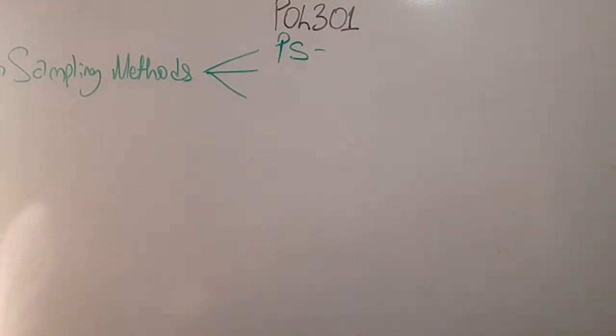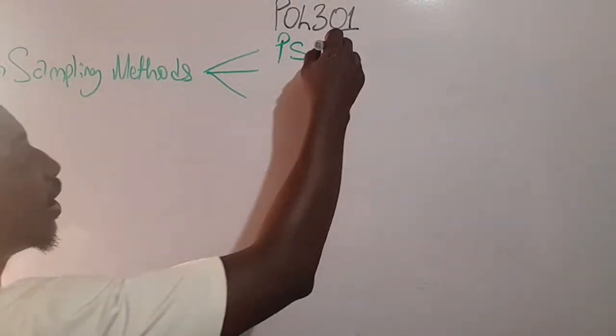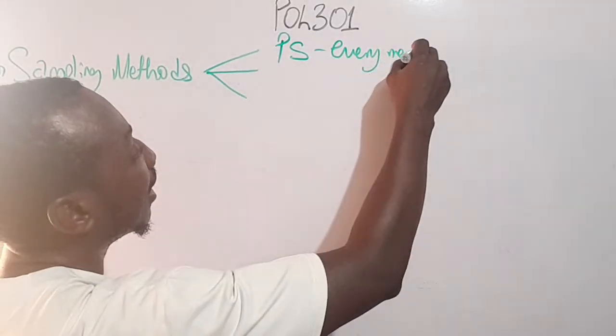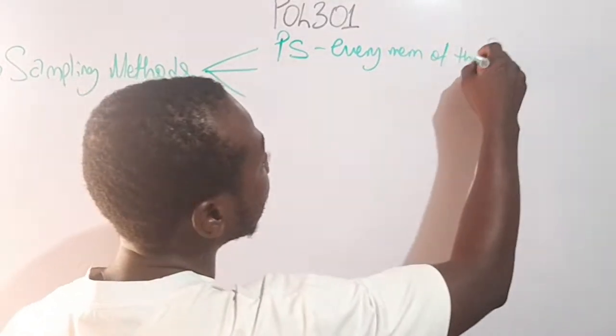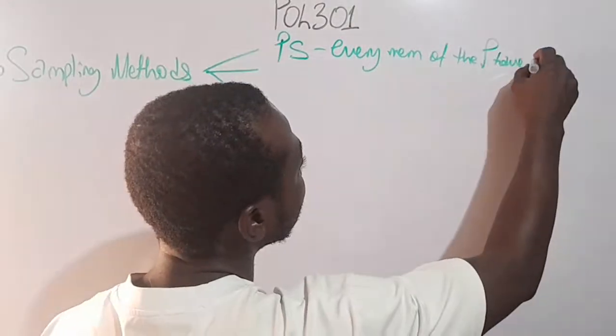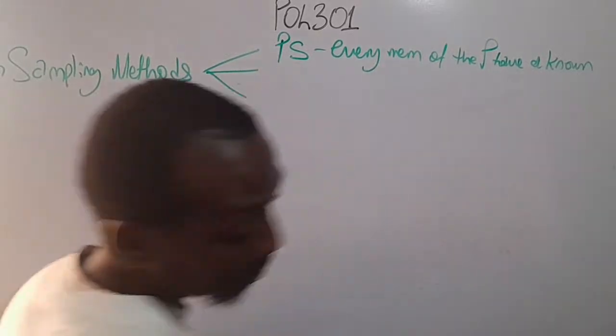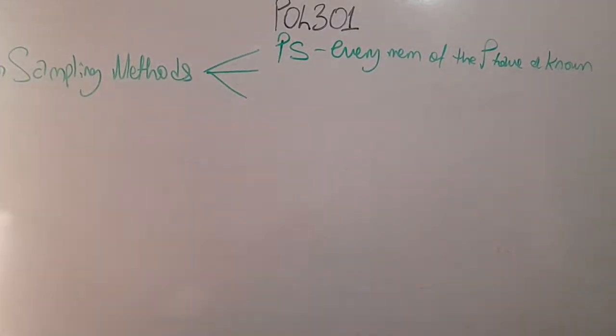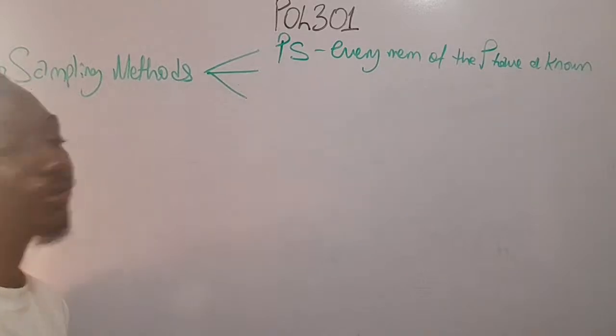Now here, according to Fagbongbe in 1993, he said probability sampling, PS, sees it as one in which every member of the population has a known chance of being selected. That is for the PS.